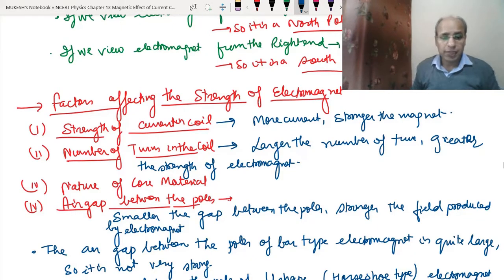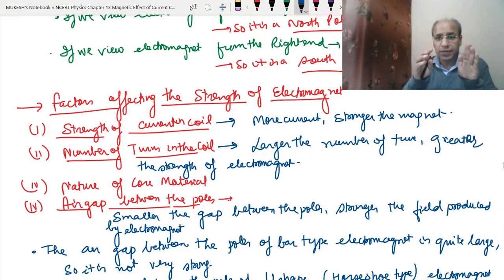So that means normally the commercial electromagnets are made with many turns of copper. Okay, nature of the core material. If we use the soft iron core, then it will be very good. Okay, and air gap between the poles. If there is a large gap between the poles, then it will be less strong. If there is a smaller gap, then it will be much stronger. So in the bar type, the gap between the poles is much more, and in the U shape, the gap between the poles is less. So the horseshoe type is a stronger magnet than a bar type.